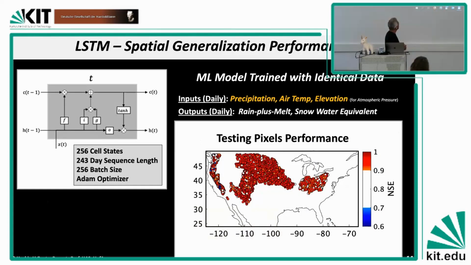Just to show you that the performance is uniformly good across the country, all the red pixels basically have efficiency metric above 0.9. Okay, so it's not something which is spotty.